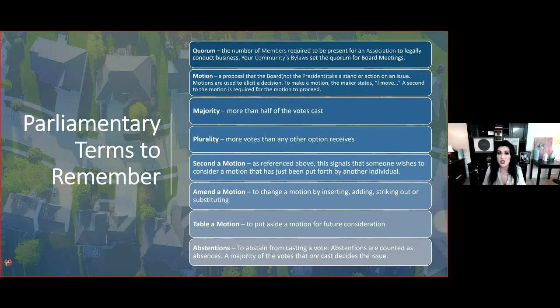Then we have table a motion for the same reasons, like I said. If there needs to be further discussion, if there is no decision that's going to be made, you must table the motion, okay? And then abstentions. Those are those that, due to conflict of interests or anything like that, are abstaining from their vote being considered. When you have abstentions, you need to pay very close attention to what your quorum requirements are in order to pass a board vote into existence, okay?